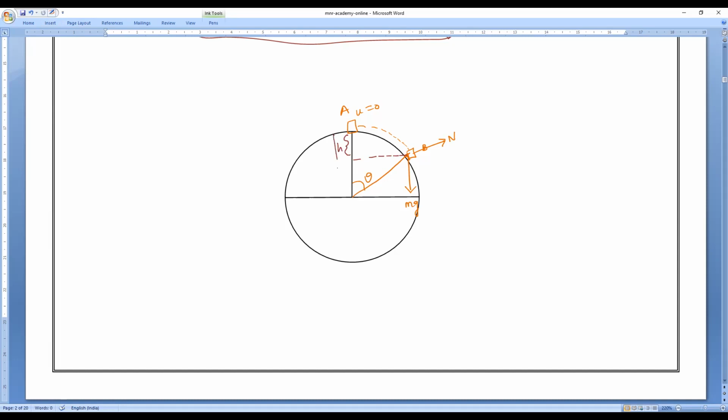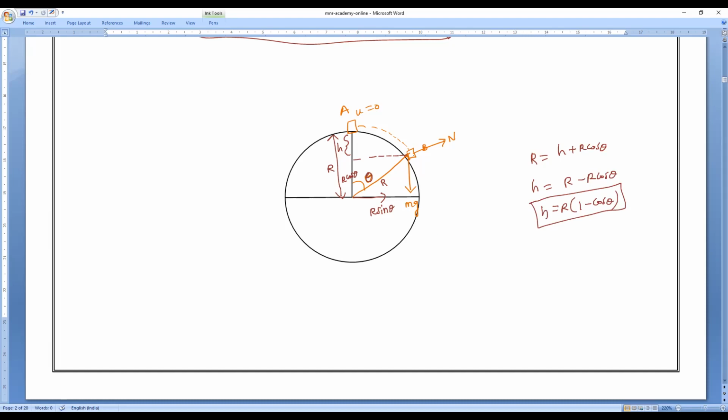Already we have calculated. This total is R, and this is theta. So here, this will become R sin theta, and this will become R cos theta. So R equals H plus R cos theta. So H equals R minus R cos theta, so R common, 1 minus cos theta. That is the H. Is it okay, everybody? Understand?